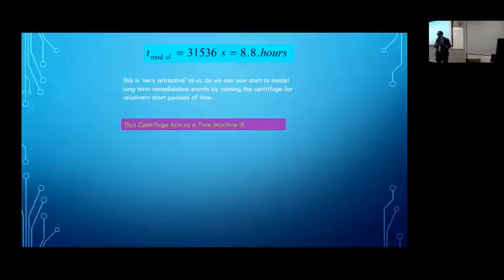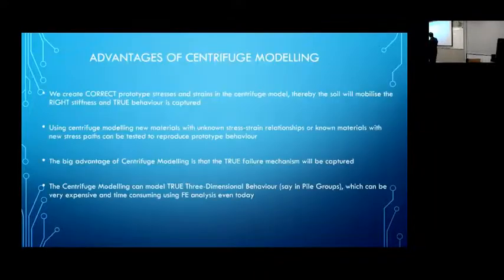It can't move people from one time to the other, but certainly it can predict what's going to happen in about 10 years' time. Okay? So these are the kind of things we can do, even for complex behavior like soils where we don't have real understanding of how things work when it comes to really complex structures. So what are the advantages?